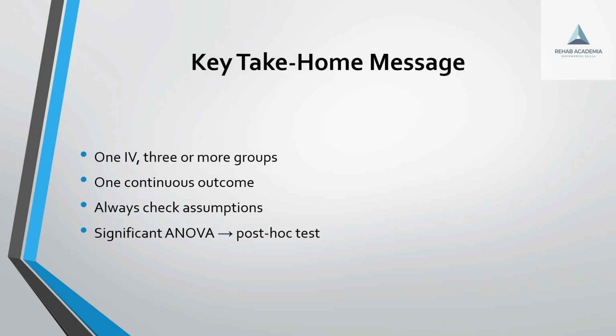Key take-home message: one independent variable, three or more groups, one continuous outcome, always check assumptions. In case of significant ANOVA, go for a post hoc test. One-way ANOVA is a powerful and commonly used test in rehab research. When used correctly, it provides valid and meaningful comparisons across multiple interventions.